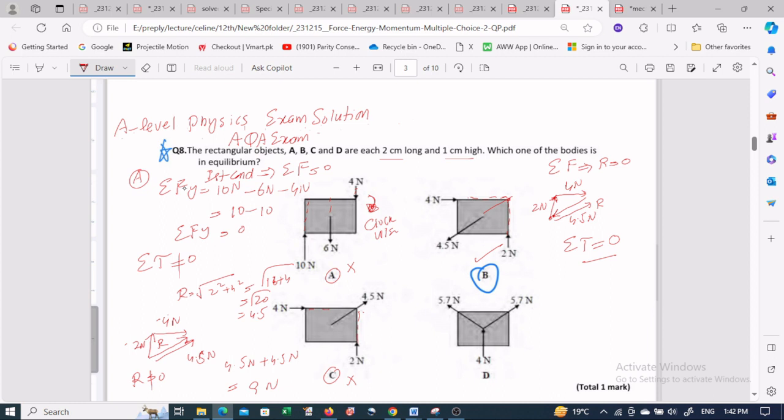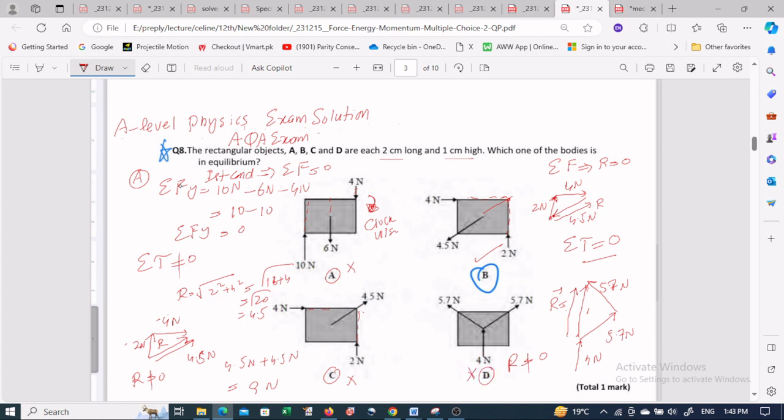If we talk about option D, we add these two forces of 5.7 Newton by the head-to-tail rule. Our resultant is in this direction, and the 4 Newton force is also acting in this direction. Since they are in the same direction, the 4 Newton and this resultant are added, so our resultant can't be 0. So this does not satisfy the first condition of equilibrium, and this body is not in equilibrium.